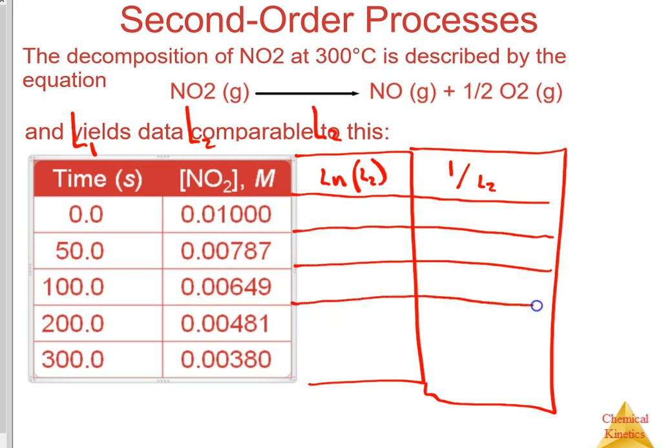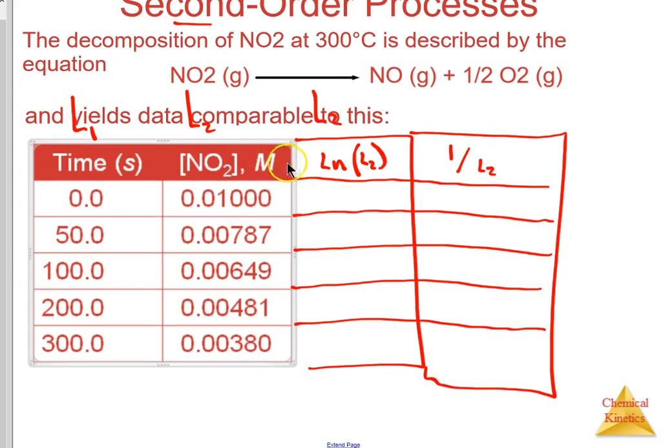Now, I know, and you know, because you can read, that this one is going to be a second order process, but let's pretend we do not know which one it is. And we'll walk through that entire process. First thing I would do would be to plot my L3 versus time.